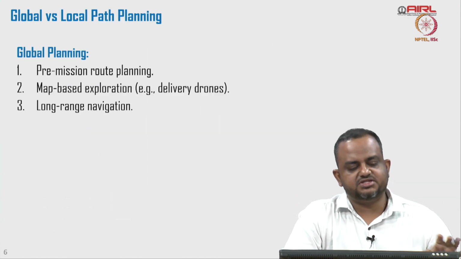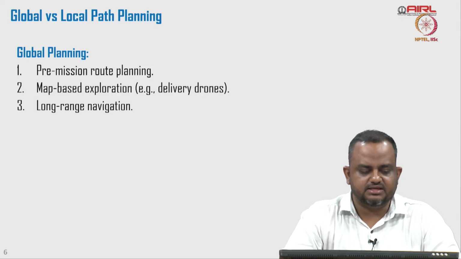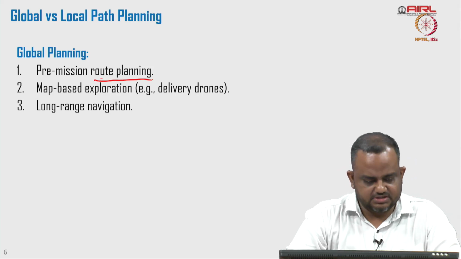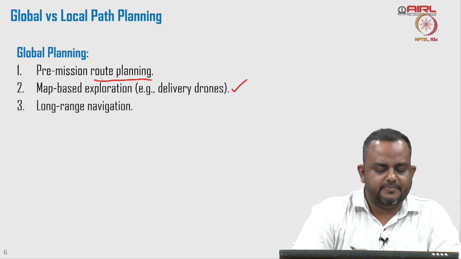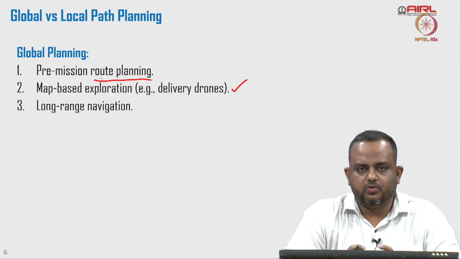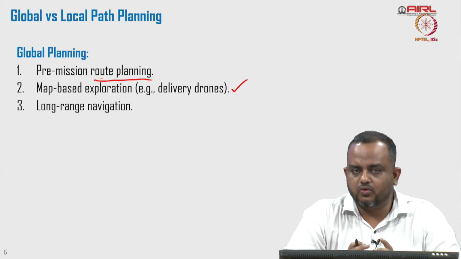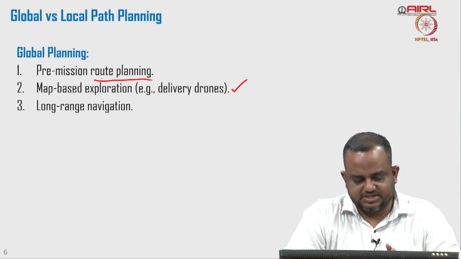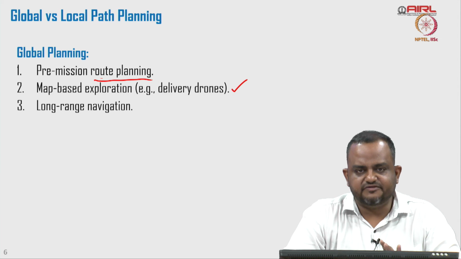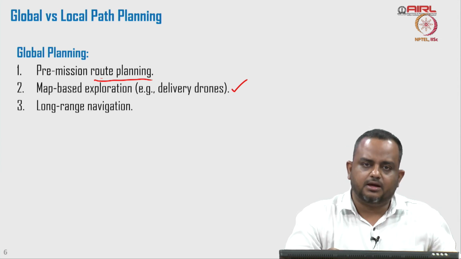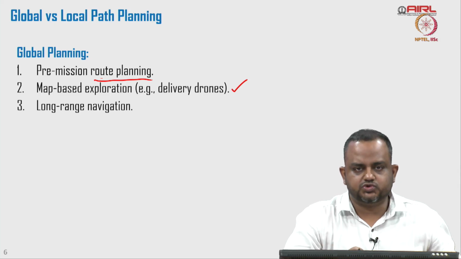So, when we differentiate between global and local path planning, we see that in global planning, route planning is happening before the mission. It is a known map based exploration. Like delivery drones, we know the map of the environment, and we know from where the drone will start and from where it will drop the items. So, it is a map based exploration, and long range navigation is possible, because it actually maps the entire path from the source to goal location.